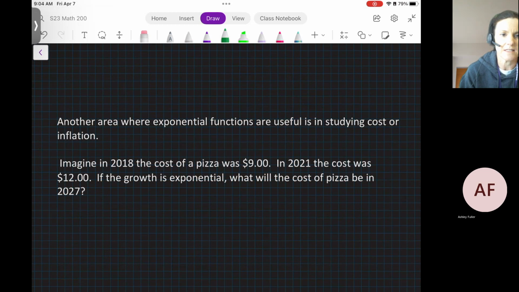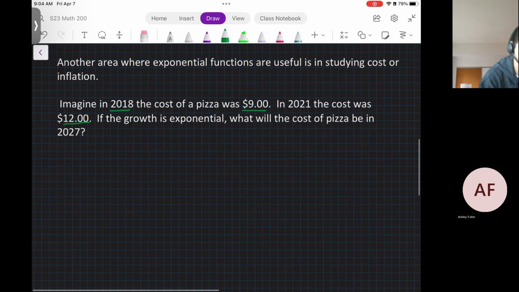Another area where you may see exponential growth is the idea of inflation. So let's consider a scenario where in 2018, the price of a pizza is $9. In 2021, the cost is $12. And if we know the growth is exponential, we want to know what the cost will be in 2027. Here, notice that we have to do the same calculation twice.